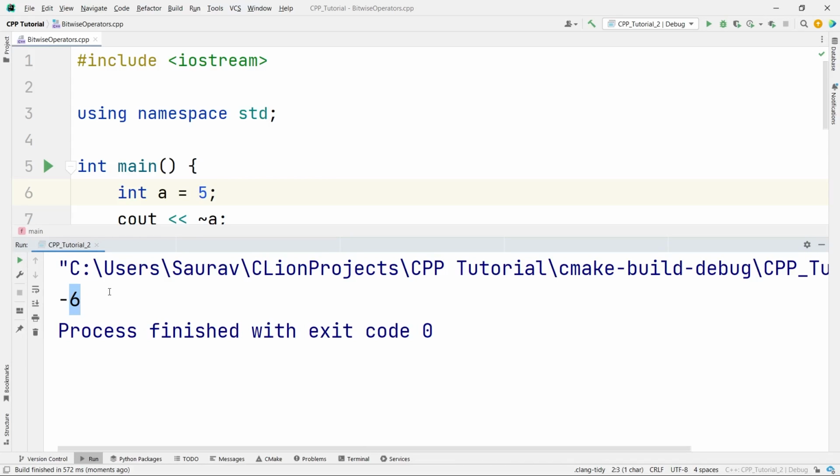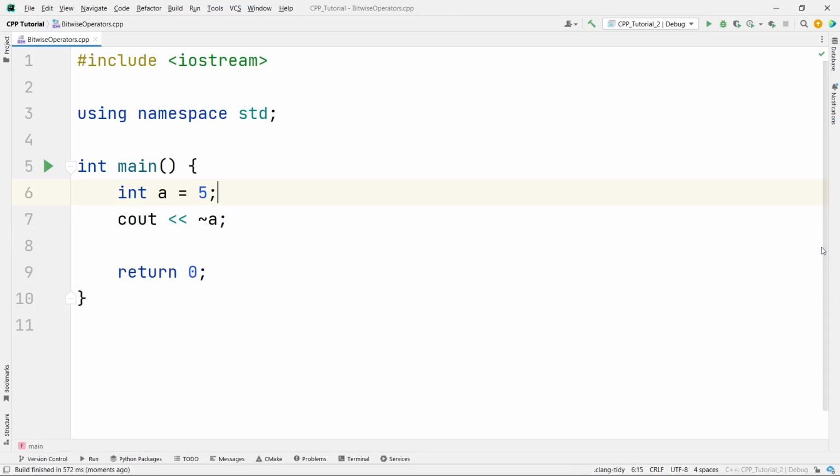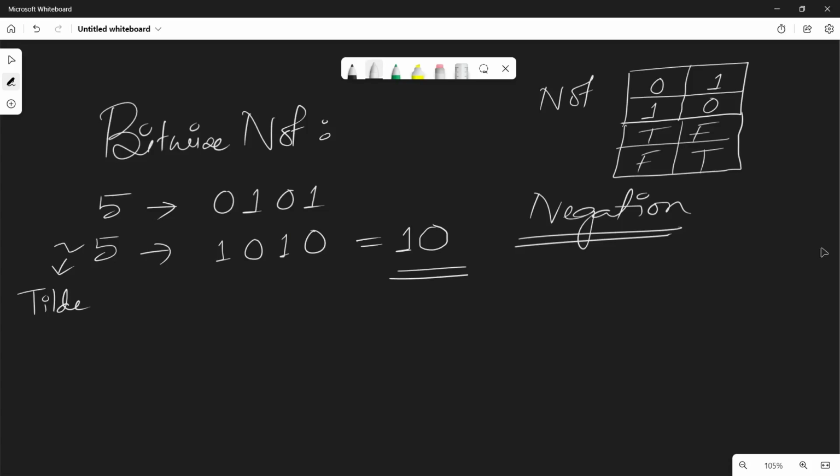Getting confused? Even I am. No, I'm not getting confused. I know the answer. Don't worry about that. We have minus 6, right? So let us try to analyze and understand what is happening. Let's go back to our whiteboard and try to understand. When we did this NOT of 5, we were supposed to get 10, right? But what are we actually getting? We're getting minus 6.